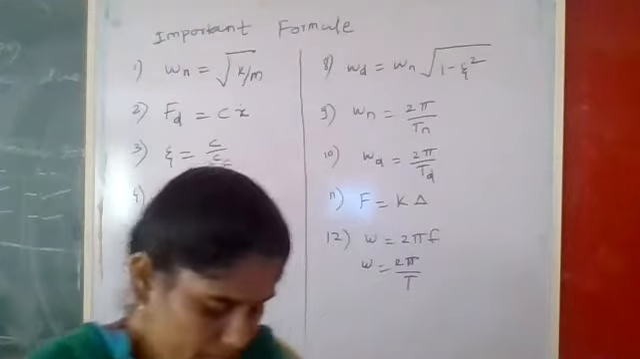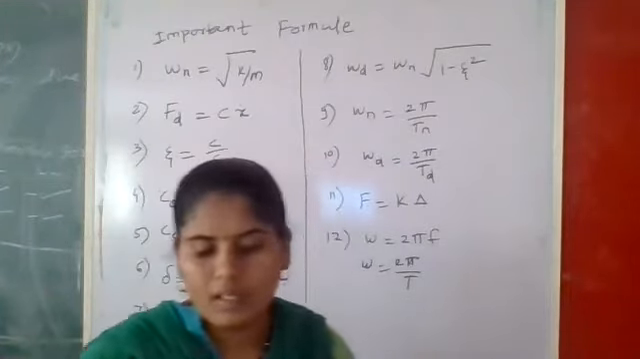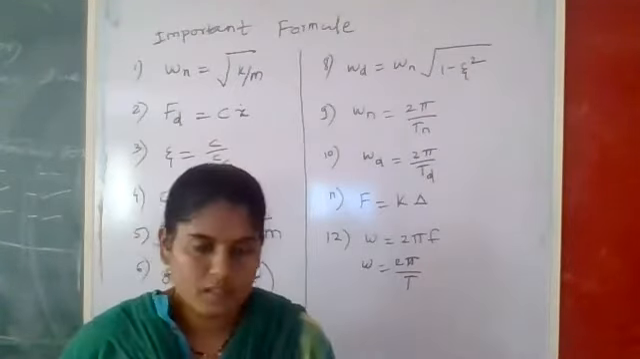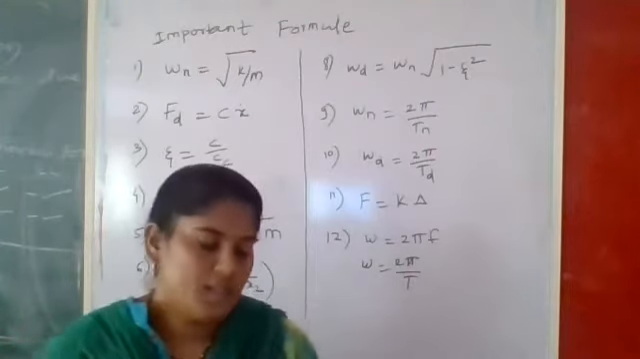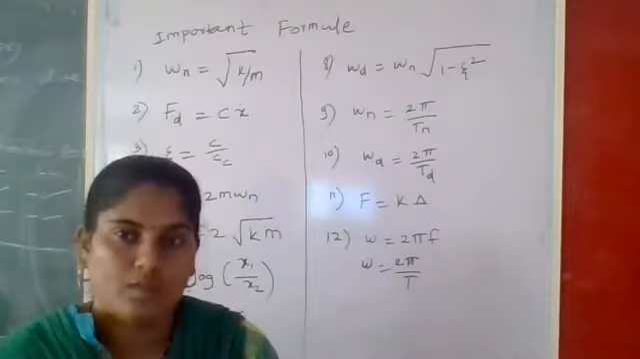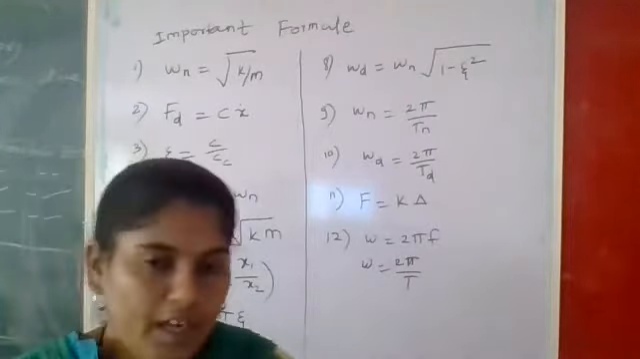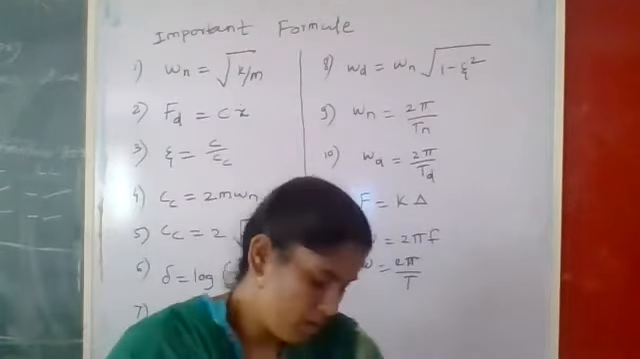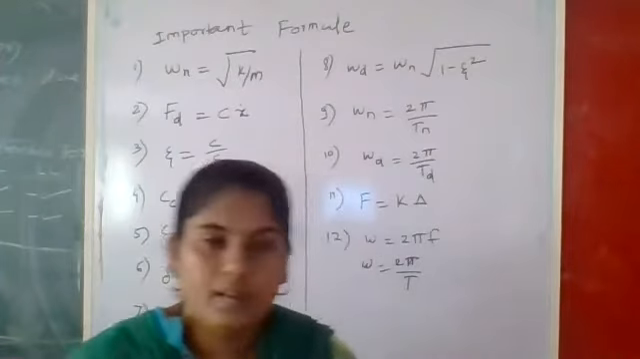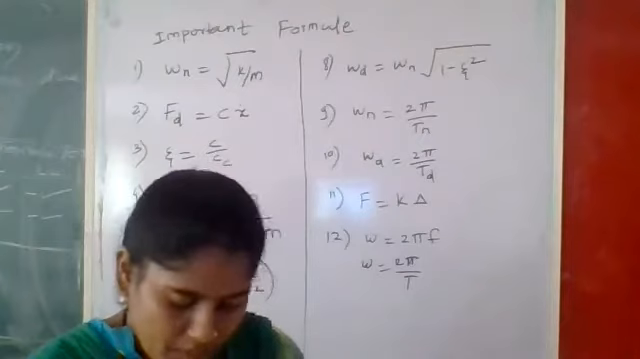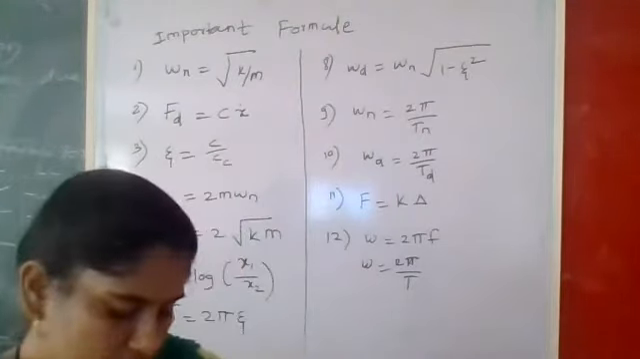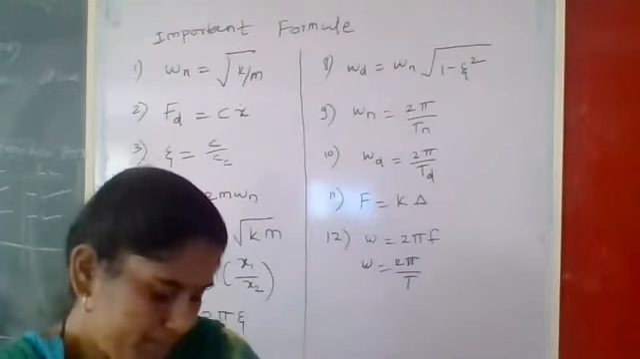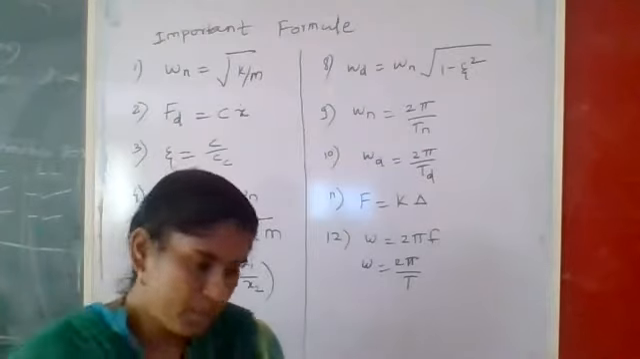A single degree of freedom system consists of a mass with weight of 1850 Newton, and spring stiffness 14 kilonewton per mm. Full stop.